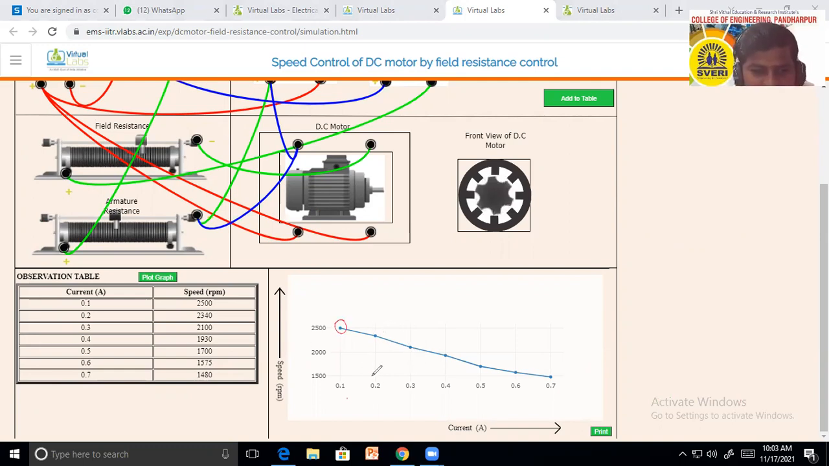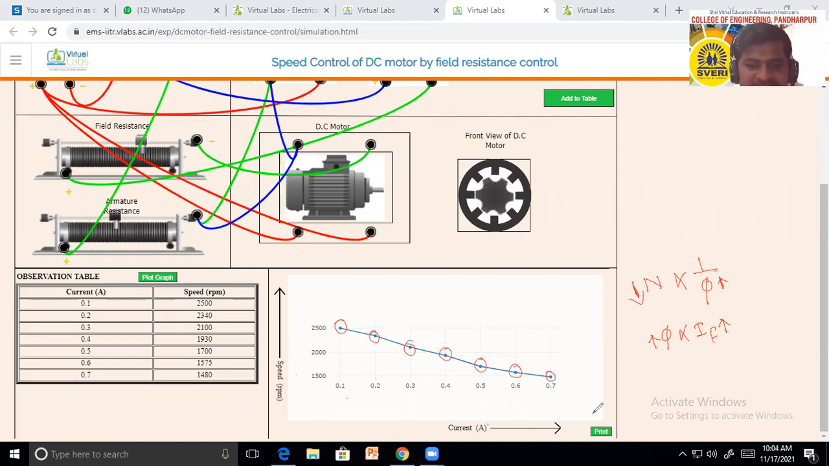Now at 0.2 the speed decreases. Similarly at 0.3 the speed decreases, at 0.4 the speed decreases, at 0.5 the speed decreases, and at 0.6 the speed decreases. According to this relation, N is directly proportional to 1/phi, and phi is directly proportional to If. That means if If increases, flux phi increases. If the flux phi increases, the speed of the motor decreases. And here the speed versus current characteristics can be shown.